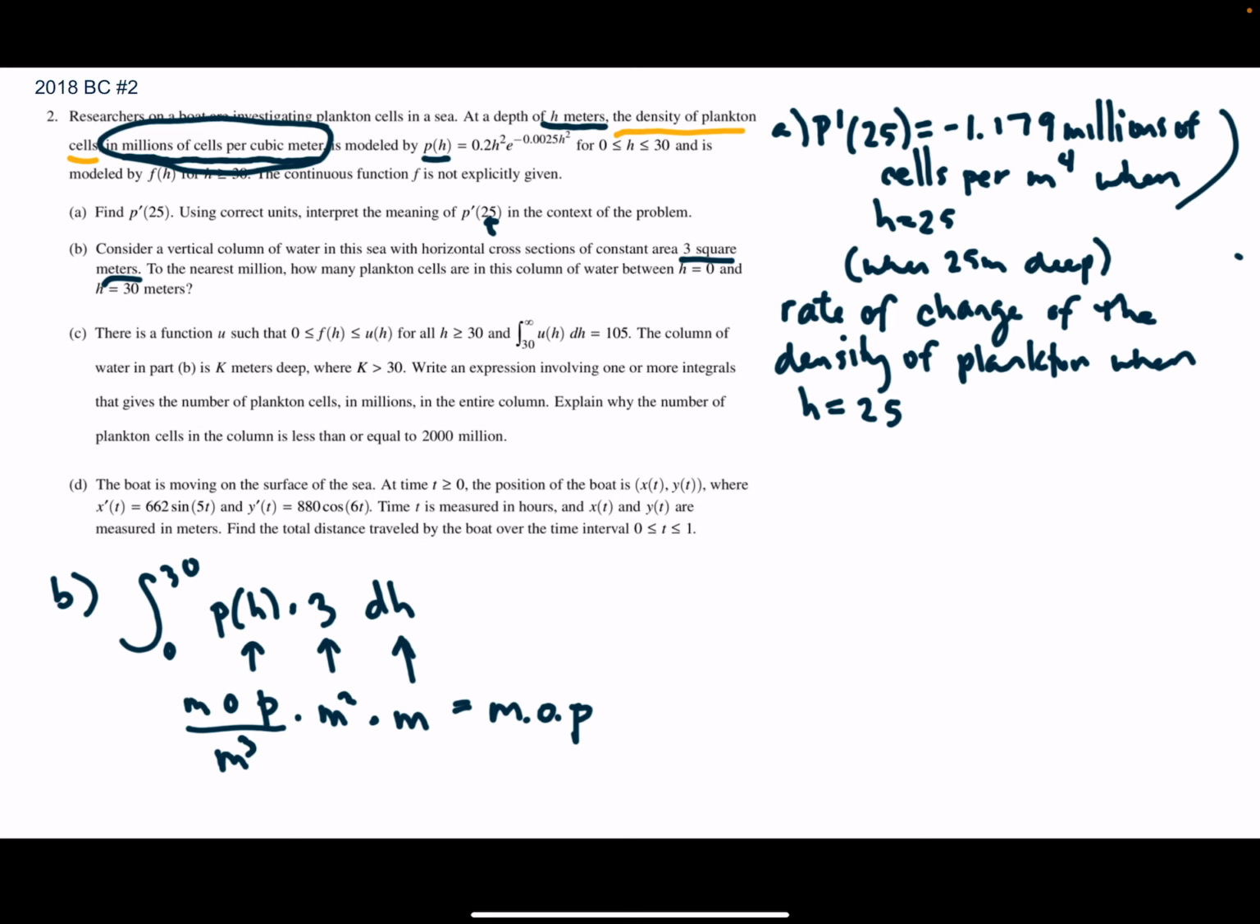I'm going to integrate this on the calculator, and I will get 1,675.415, and it asks for the nearest million. So we're going to say that this is approximately 1,675 million plankton. All right. So far, no fun, but let's keep working at it.